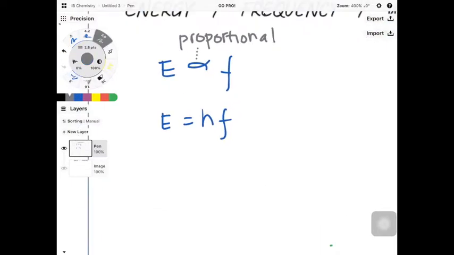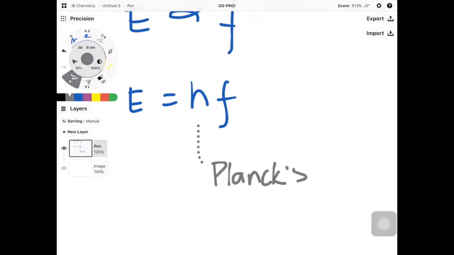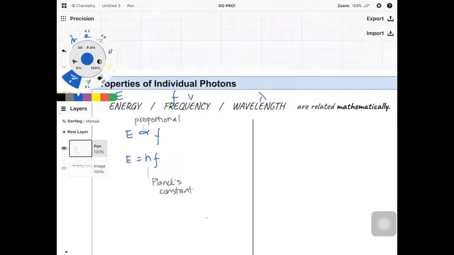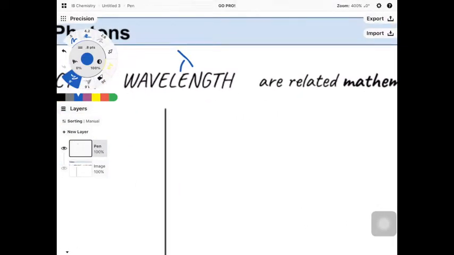And we can actually calculate that if we insert a constant into our equation, known as Planck's constant. So if we're given a specific frequency, all we have to do is multiply it by the specific constant to get the energy of our photon. That number can be found in your data booklet, and you do not need to remember that.